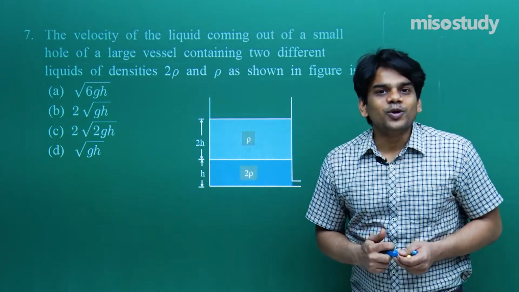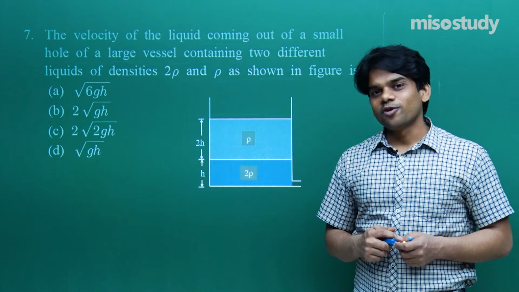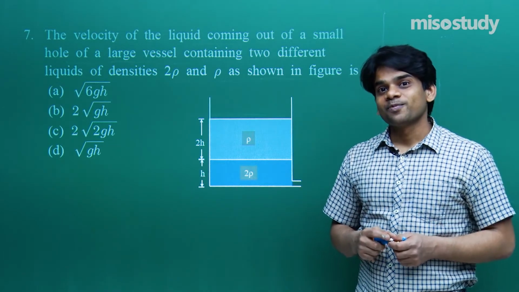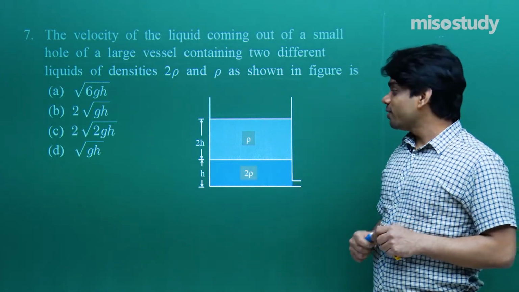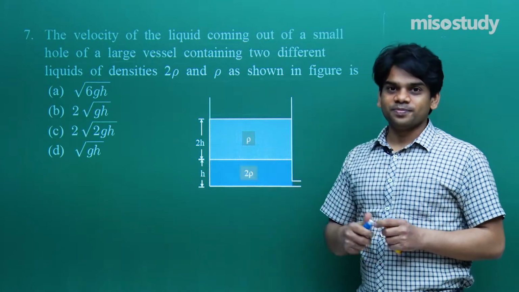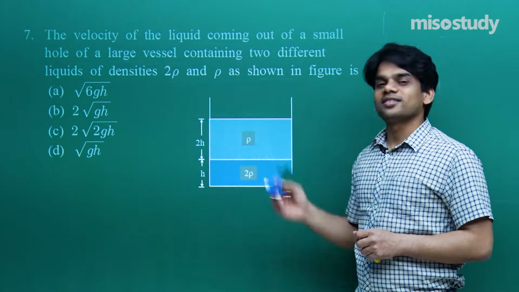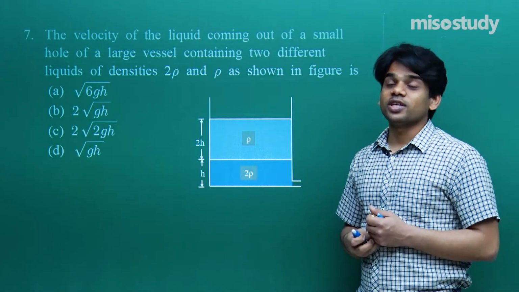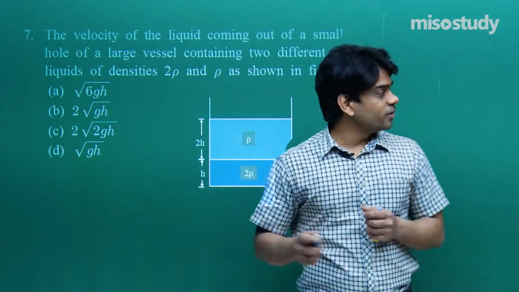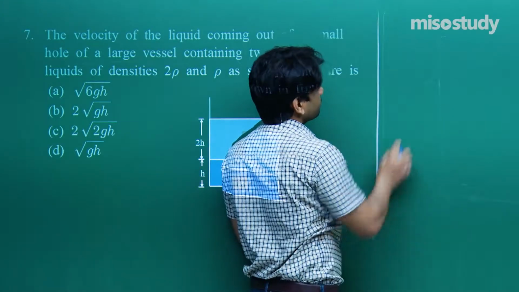Let me tell you, if you are going to apply the velocity formula V equals under root 2 GH, that formula is only applicable when the entire liquid is uniform. You cannot take that under root 2 G and H you use as 3H here. Don't use that, you will say under root 6 GH. This is a common mistake that a student will do in this question.